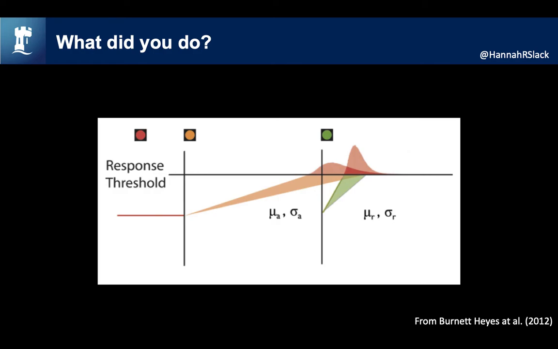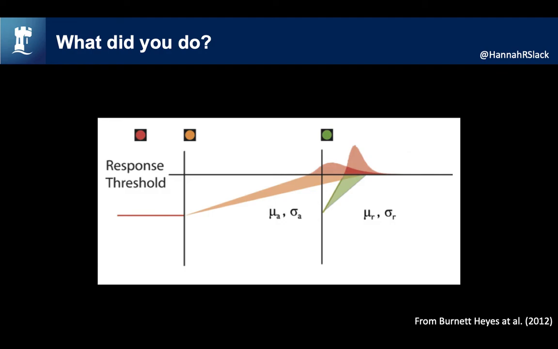In 2012, I classified responses as a result of either an anticipatory or reactive decision-making process based on participants' reaction time distributions. The figure here depicts these two different types of responses. The horizontal line is the response threshold, and this needs to be reached in order for an action to be executed. The orange slope is the anticipatory decision-making process, and this is triggered by the amber light and rises slowly towards the response threshold. The green slope shows the reactive decision-making process, and this is initiated in response to the green light and rises sharply towards the response threshold.